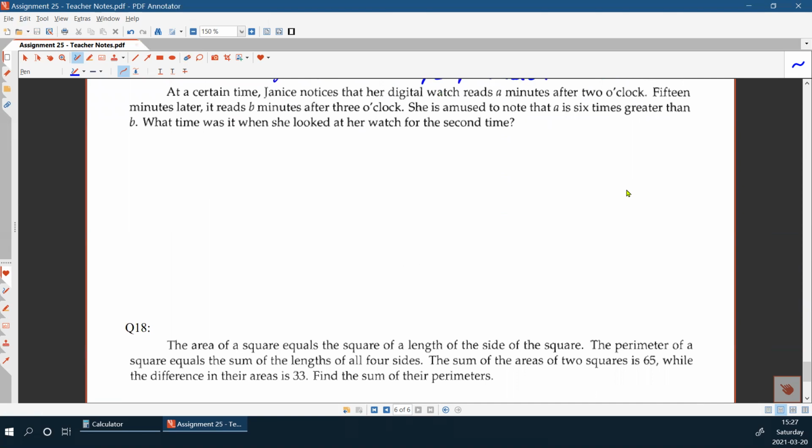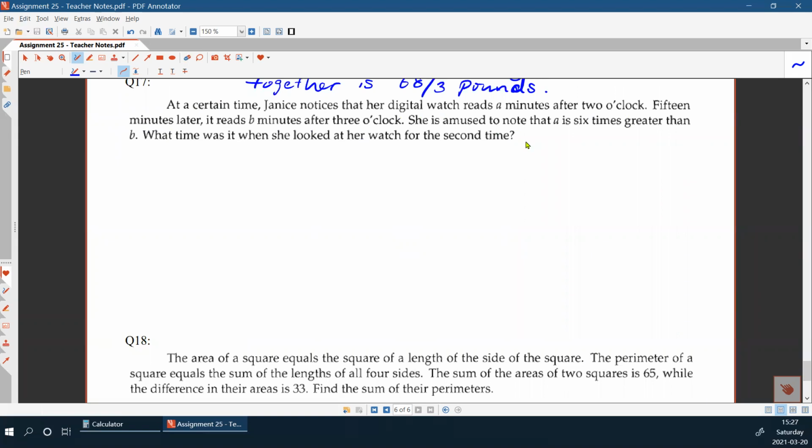At a certain time, Janice noticed that her digital watch reads A minutes after 2 o'clock. 15 minutes later, it reads B minutes after 3 o'clock. She is amused to note that A is 6 times greater than B. What time was it when she looked at her watch for the second time? So the good side of this question is it already sets up all the variables for you, right? You don't have to set up your own variables there. So all we want to know is the value of A and B, right?